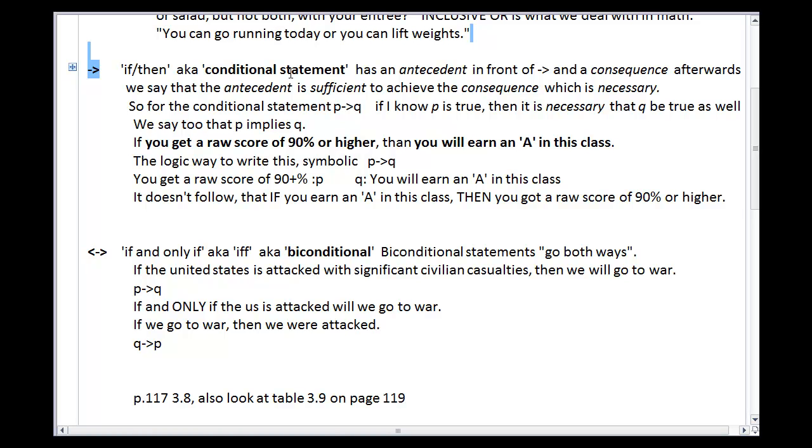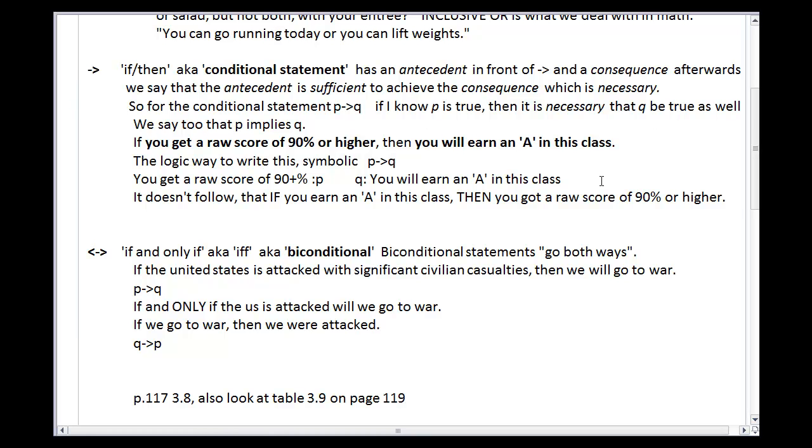That helps with some of this language. P implies Q for the conditional statement. Here's an example. If you get a raw score of 90% or higher, then you will earn an A in this class. I seem to have misspelled "then." The symbolic format for this is P implies Q. My statement P is you get a raw score of 90% plus, and my statement Q is you will earn an A in this class.